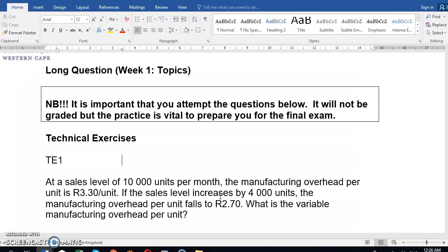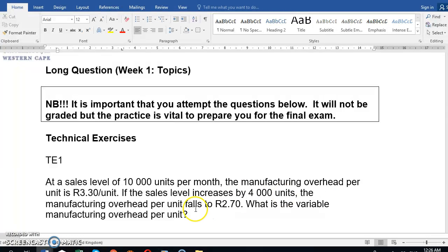Now, very important to understand, they say that at 10,000 units, manufacturing overhead per unit is 330. They do not say variable manufacturing overhead is 330 or fixed manufacturing overhead is 330. It's the total that's 330 at 10,000 units. Likewise, at 14,000 units, it's the total that is 270 when the units increase by 4,000 units. So what is the variable manufacturing overhead cost per unit?